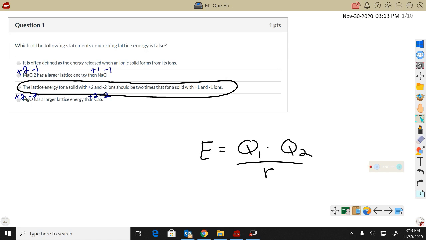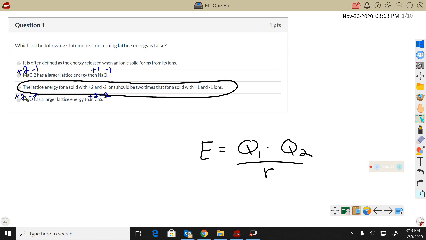Magnesium chloride has a larger lattice energy than sodium chloride. Yes, it does. Here we're looking at ion charges. That's always the number one thing we think about in terms of lattice energy and ionic bonding. Number one thing, numerator, magnitude of charge. And if I have a plus 2 minus 1, that should be a stronger attraction than a plus 1 minus 1. And so more energy is released when the magnesium and chlorine ions bond, which would also mean that more energy has to be added to separate magnesium and chlorine ions.